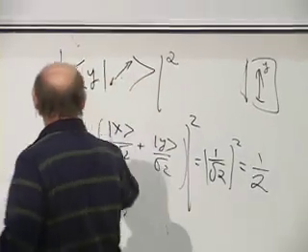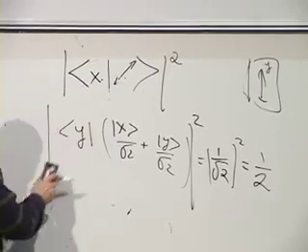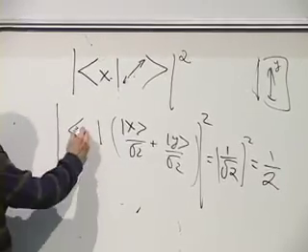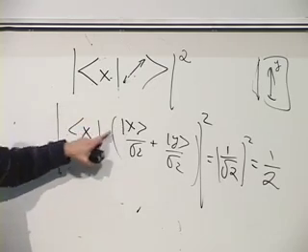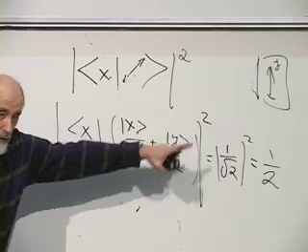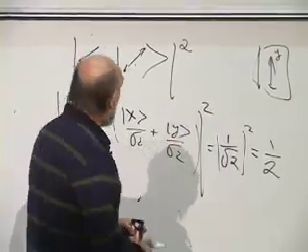What about the probability that it's polarized along the x-axis? You do exactly the same thing. Again, the only contribution comes from x here. Again, it's 1 over square root of 2 squared. Again, it's 1/2. Right?